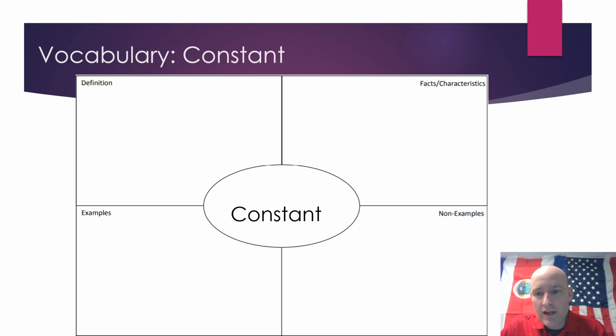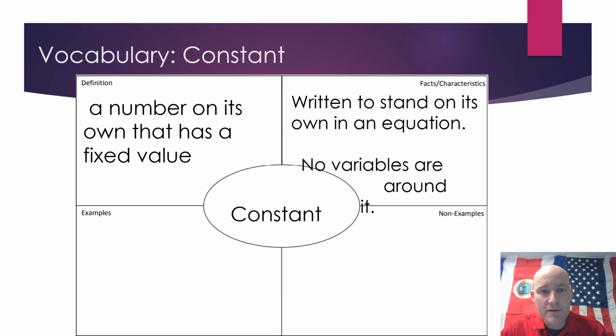So when we have terms of an expression, we need to define them. So first thing, a constant is a number that has its own fixed value. It is written to stand on its own in an equation. There are no variables around it, okay? So if I have plus 3 and minus 3, those are my constants, and in 3x plus 1, that plus 1 is my constant, okay? Notice that these are variables, so they're not constants.